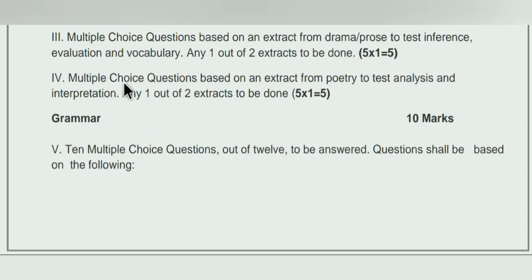Question number 4 will also be an MCQ question. Here also you have an option. 2 extracts will be given, out of which you have to answer one, but here the extract will be from poetry, and you have to answer any one extract, which will be for 1 mark per question. Total 5 questions will be there. So here literature will be 5 marks prose and 5 marks poetry, 10 marks in total.